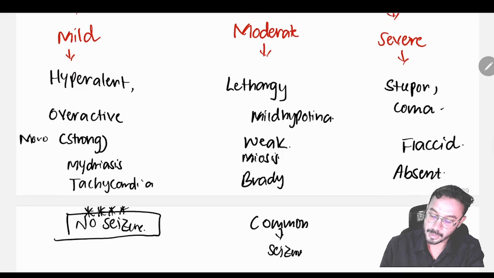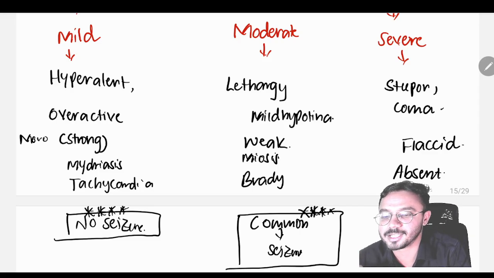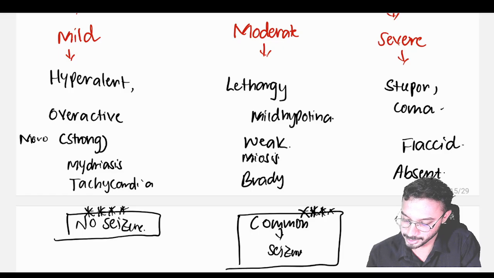And in moderate, very, very important is that seizures are present, and the rest is that the child will become a little weak, lethargy, mild hypotonia, weak and all. But the very, very characteristic feature is common seizures.